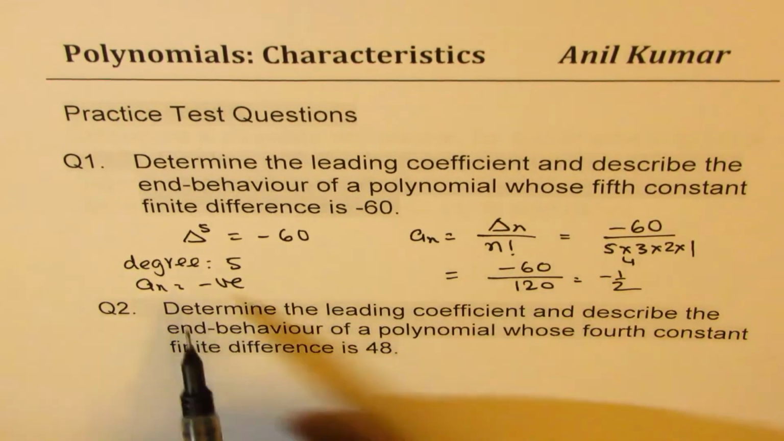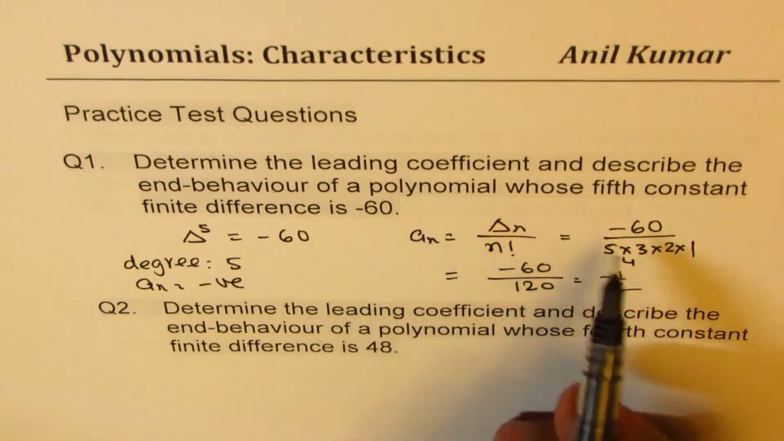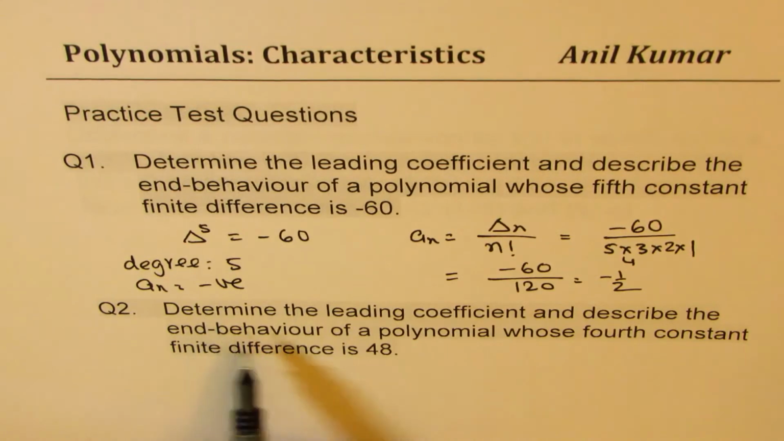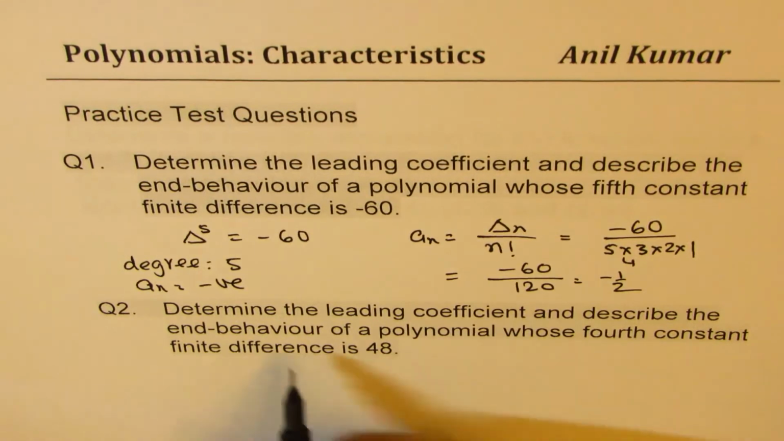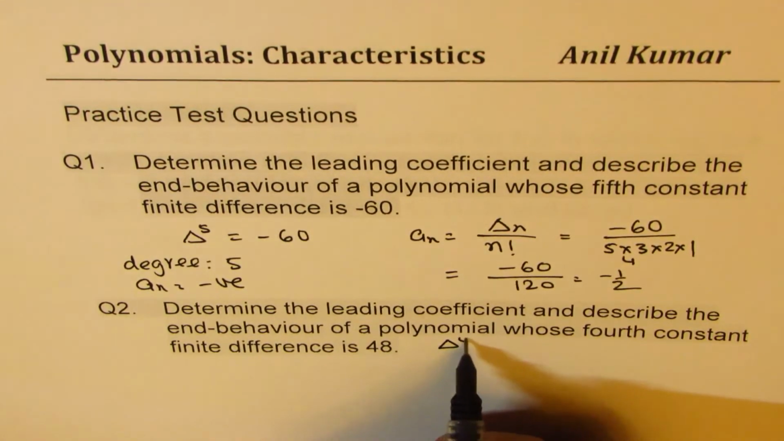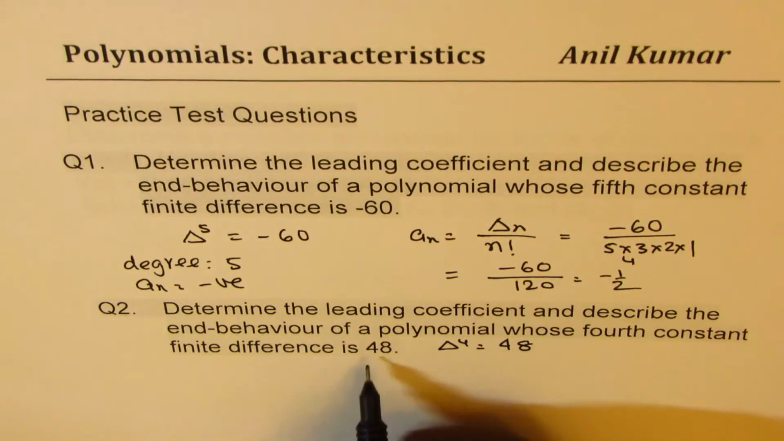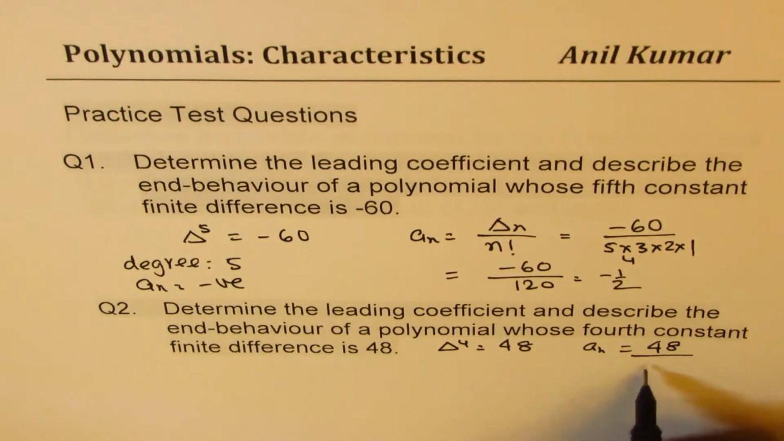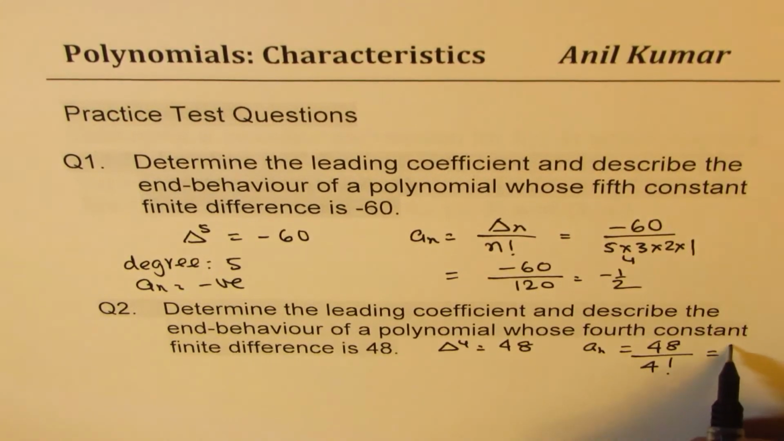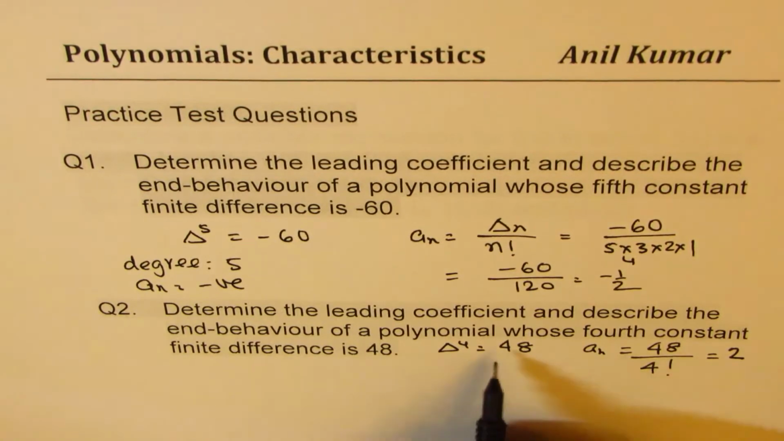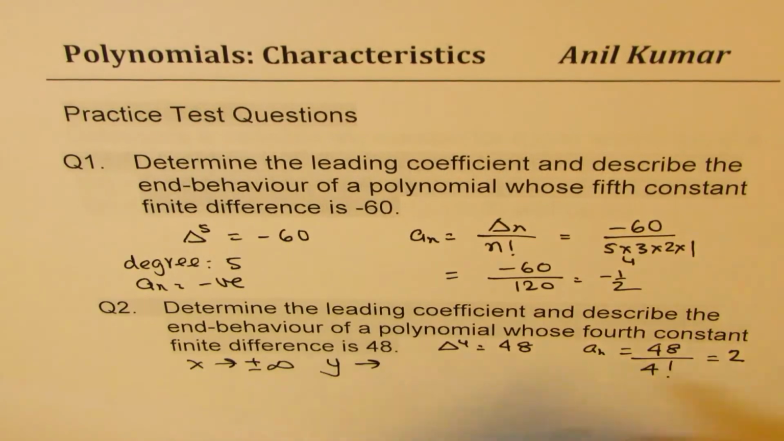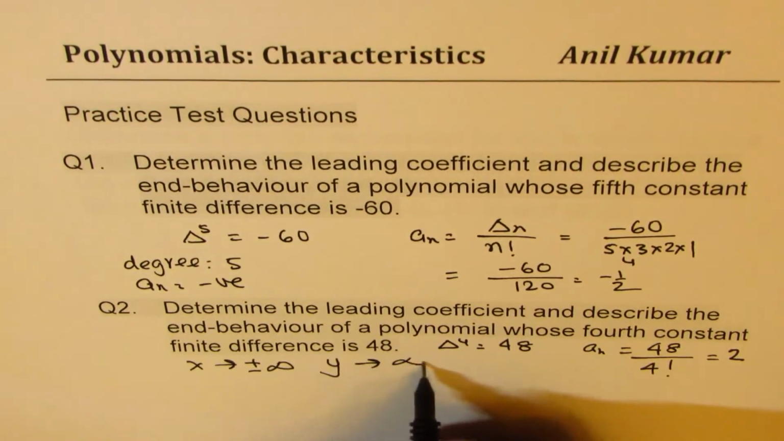Now you know what the leading coefficient is and what the degree is, so you can describe the function very clearly. Let's look at question number 2. Determine the leading coefficient and describe the end behavior of the polynomial whose fourth constant finite difference is this. So we know the fourth constant finite difference is 48, which is positive. So an should be 48 over 4 factorial, correct? Which happens to be 2. Positive, so same side: as x approaches positive or negative infinity, y approaches, since it is positive, up. Both sides.